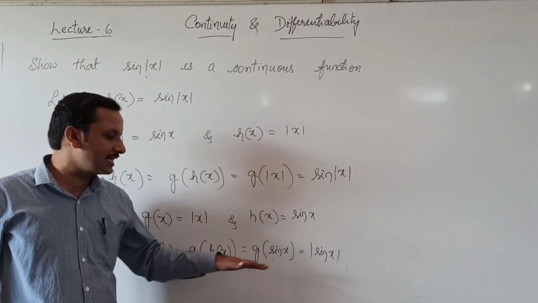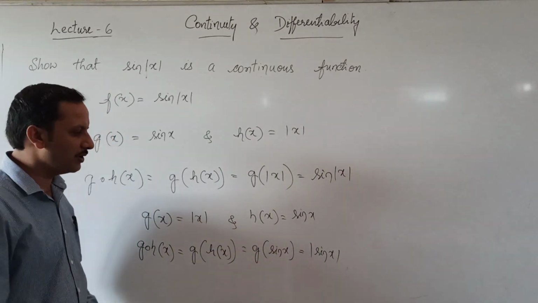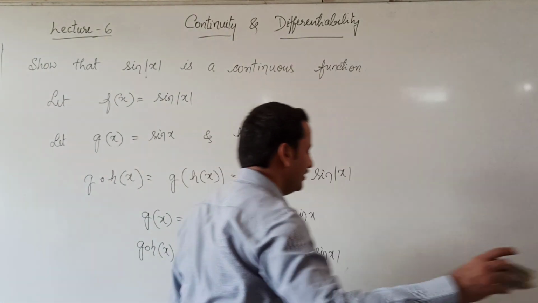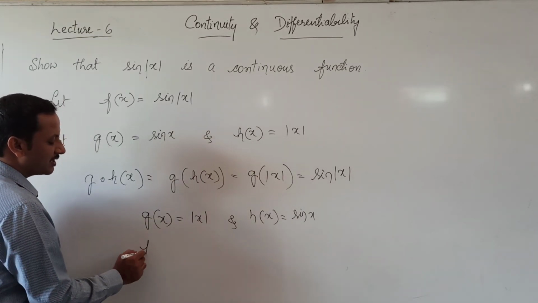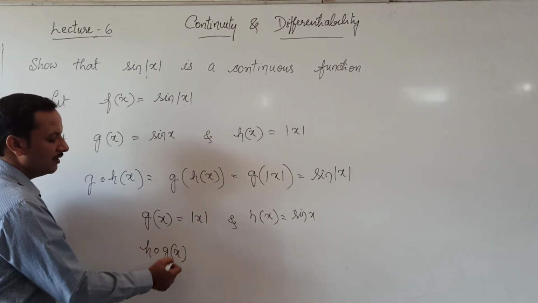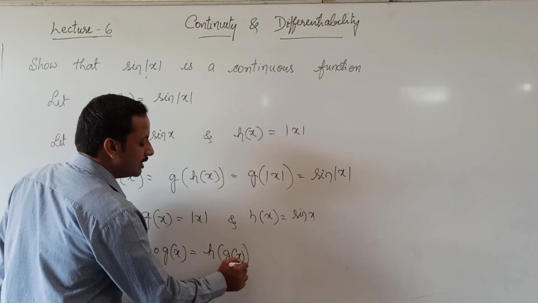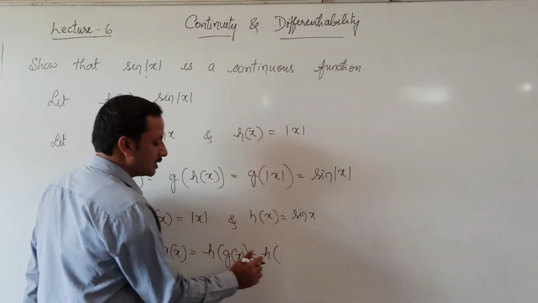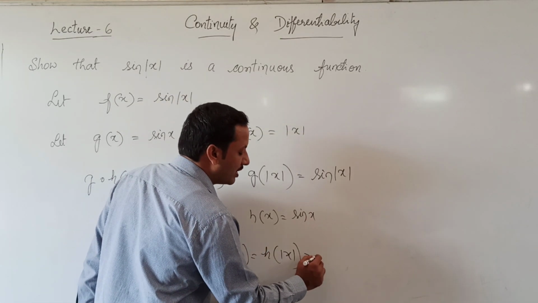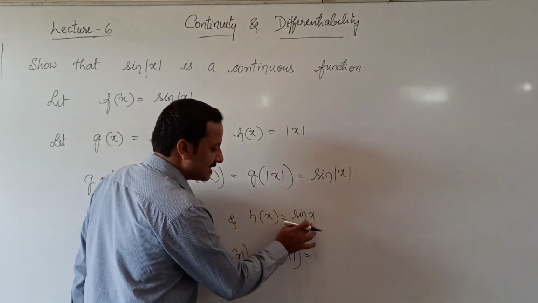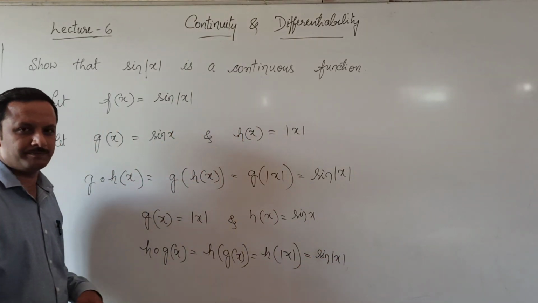So after getting g circle h of x, you will realize that this is not what we want. So in that case, what you do is, first rub this. After that, instead of g circle h of x, you find out h circle g of x. H circle g of x is equal to h of g of x. G of x is mod x, so h of mod x. H of x is sin x. Therefore h of mod x will be equal to sin mod x.